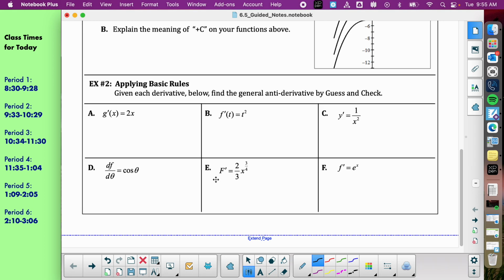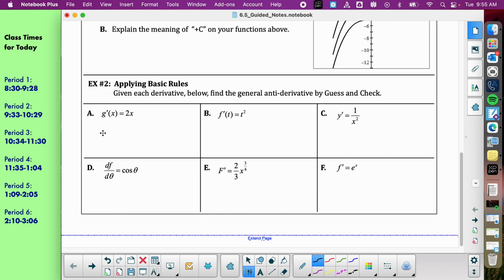Okay, so we've got g prime is 2x. That is basically telling us that we are trying to integrate 2x to find out what the answer is.